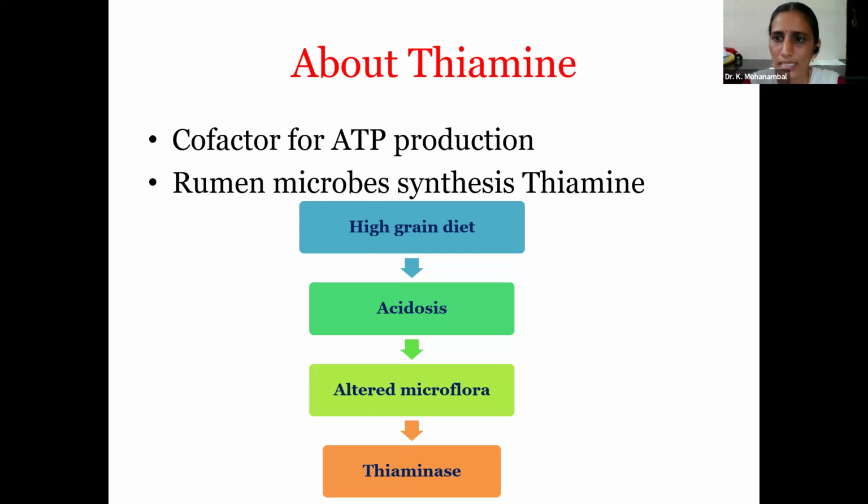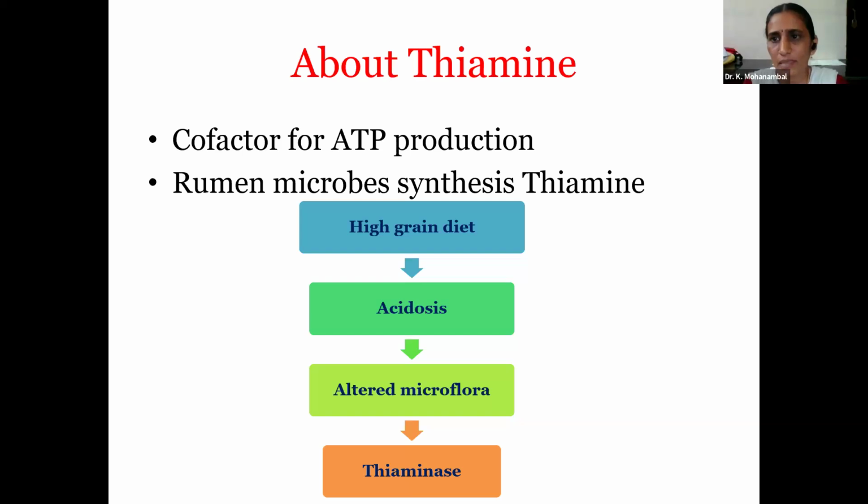Acidosis leads to altered microflora of the rumen. Altered rumen microflora will lead to high growth of gram-positive bacteria. Those gram-positive bacteria will produce more thiaminase, so thiaminase will lead to depletion of thiamine. That's why in acidosis cases we give thiamine as a supplement, since the rumen microflora are not able to synthesize thiamine on their own. So thiamine deficiency not only occurs because of plants, but also because of altered rumen microflora, with more gram-positive bacteria in the rumen.